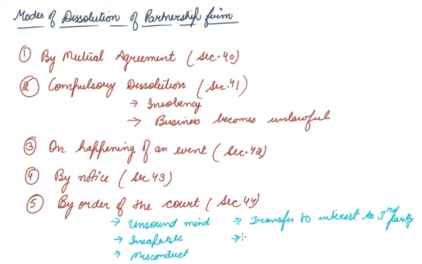When the court is satisfied that the firm cannot be carried on except at a loss. Continuous losses are being incurred by the firm. When the court is satisfied that the dissolution is just and equitable due to some reason. It means the court may find that they need a dissolution, right? So these are the various modes or circumstances under which the dissolution takes place.